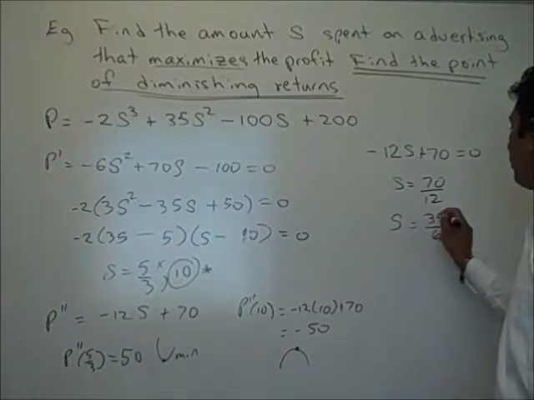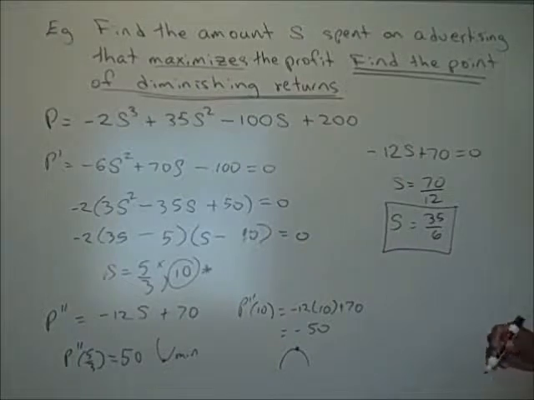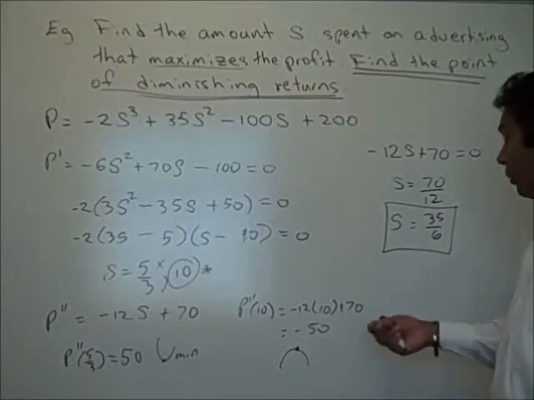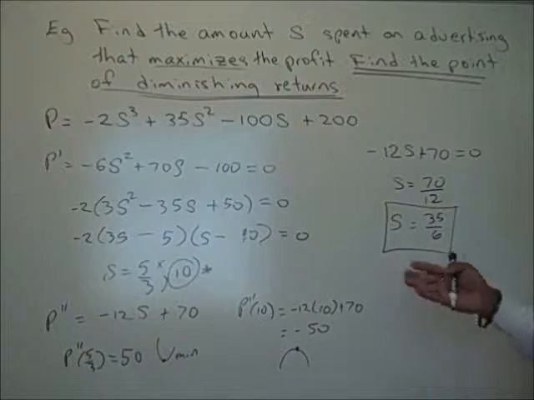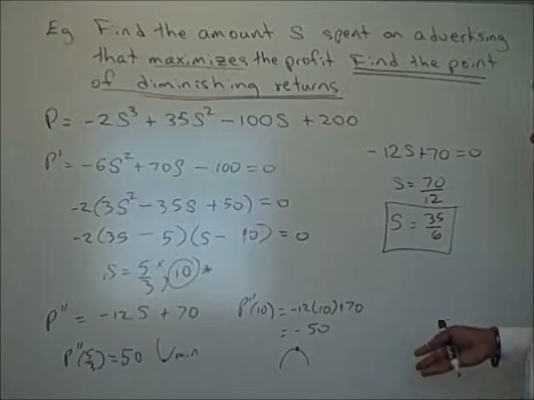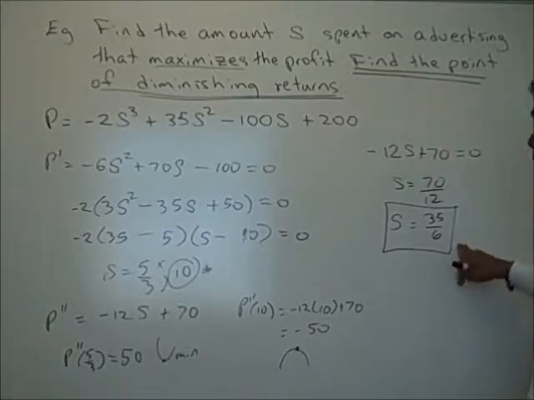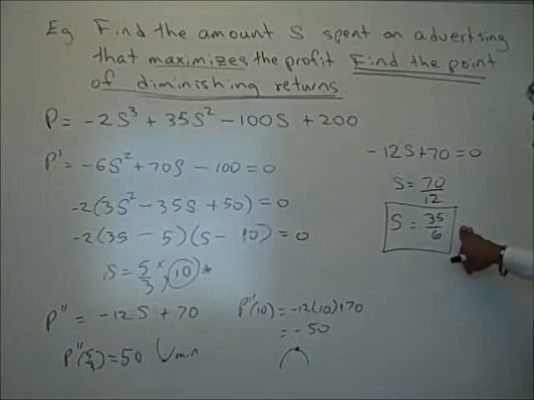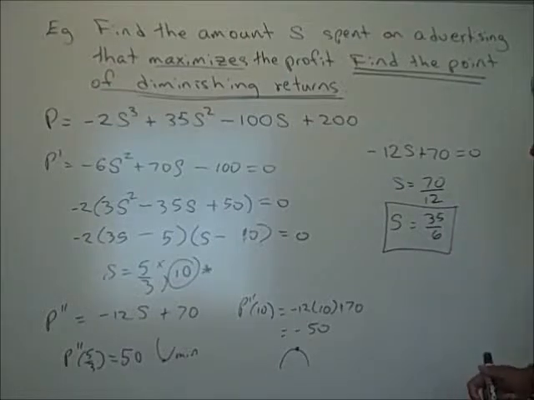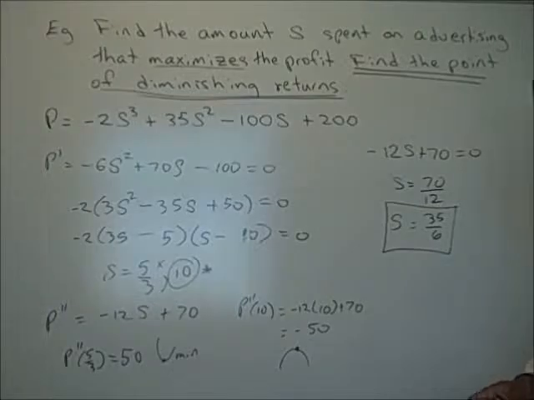So the point of diminishing returns, which is our point of inflection, or where concavity changes from concave up to concave down, or concave down to concave up, same thing as the point of diminishing returns, is where the dollar amount spent is 35 over 6.